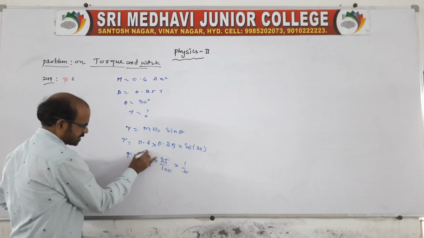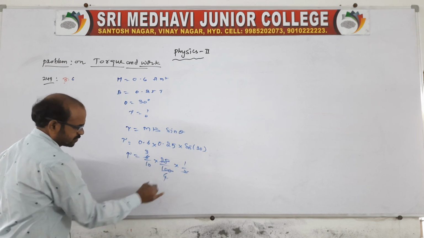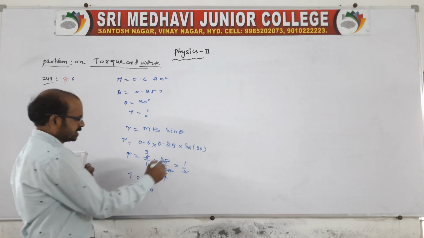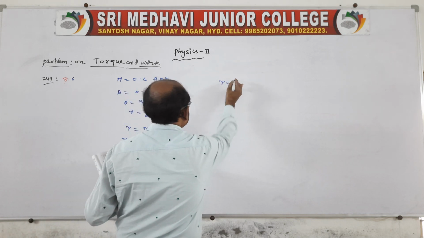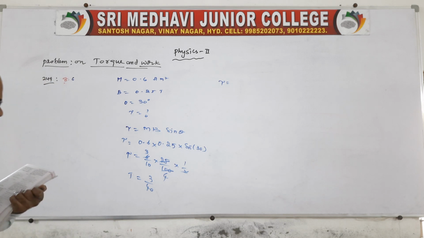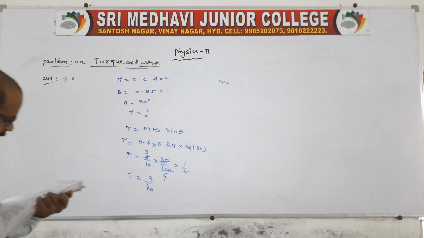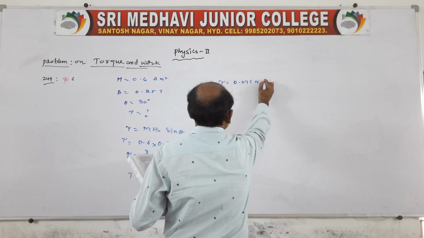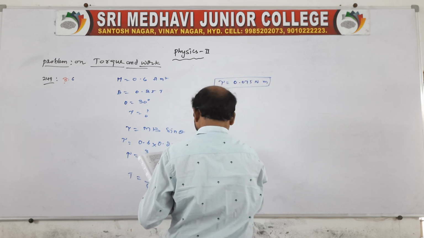So 6 by 10, 25 by 100 and 1 by 2. So 2 ones, 2 threes, 25 ones, 25 fours. So torque is equal to 3 by 40. You divide 3 with 40. Approximately we may get 0.075 Newton meter. Clear?